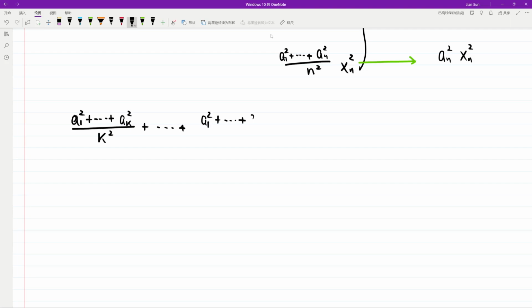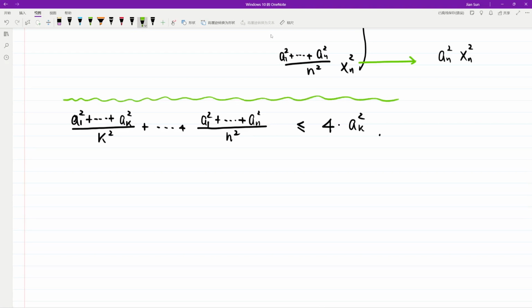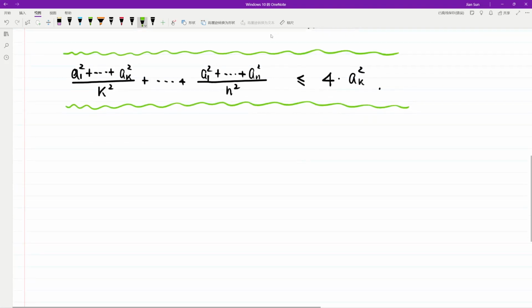A1 square plus a2 square divided by n square. We want to prove this is bounded by 4 times ak square. How can we find a1, a2, all the way to an so that we have this inequality to be true for a1 all the way to an? Well, we need to try it out. For example, we can try the following.